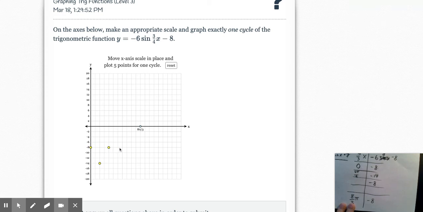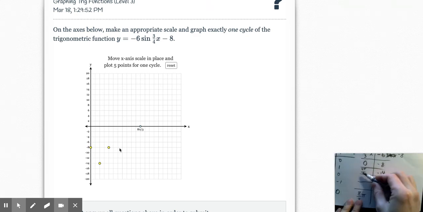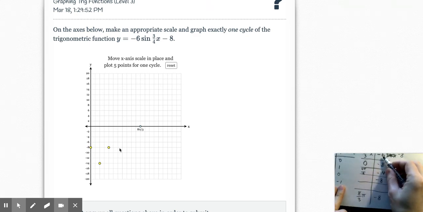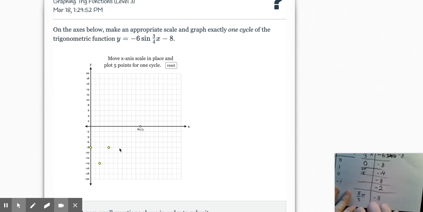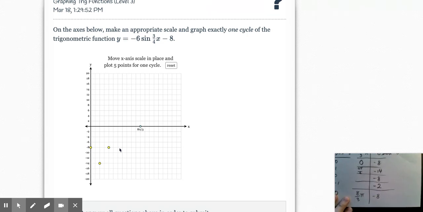Then the next stop is going to be negative 1 times 6, which is negative 6, and minus 8 is... well, 6 minus 8 is negative 2. Okay. And this stop here is halfway between 0 and 8 pi over 3, which we estimated here. Okay, so the next stop would be negative 2. So let's go 1, 2 squares over and hit the negative 2. And then we'll go 2 more squares over back to the negative 8.